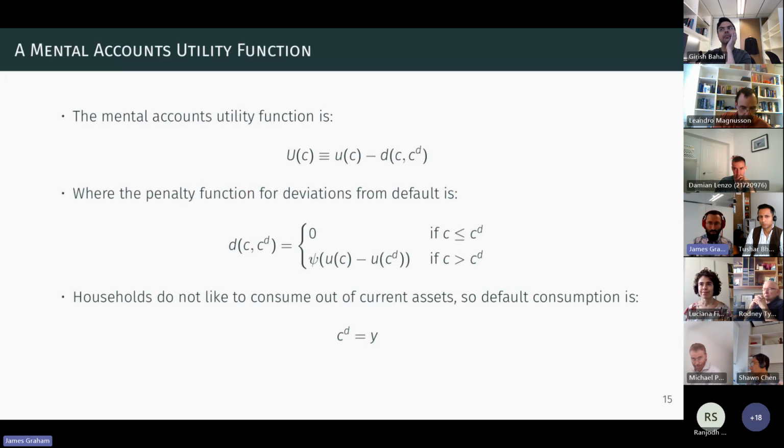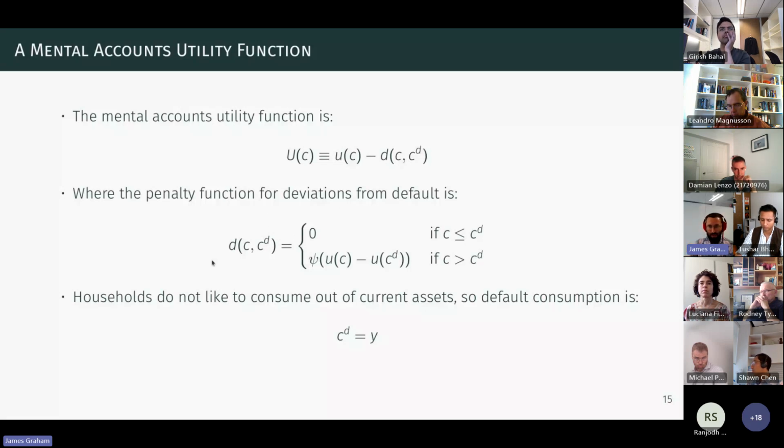She doesn't like touching the envelopes. So the way we're going to set this up is quite simple. We're going to have a utility function up the top here, where you've got a standard component to your utility function. Think of this as log utility or CRRA utility. But you also have this penalty term, the minus D term, and you're going to be penalized if your consumption ever goes above your current income. So there will be households who are sitting there with some assets available to them, but if they ever start dipping into their assets, that means dipping into these envelopes in the cupboard, they'll be internally penalized for doing so.